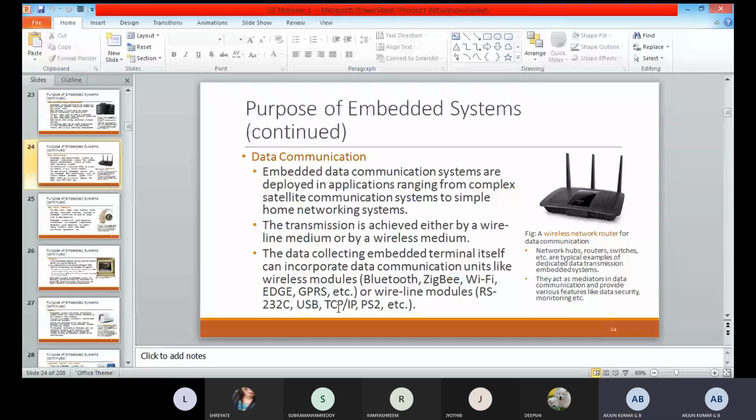Dear student, the presentation is visible. Say yes or no. Dear student, the presentation is visible or not? It's visible, sir. It is visible. Okay. Please hold on a minute.